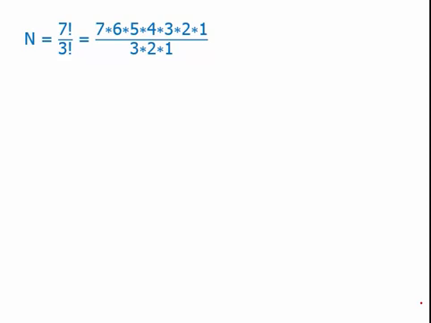Well, let's write this out. We can cancel a lot. We get 7 times 6 times 5 times 4. 7 times 6 is 42, and 5 times 4 is 20. 42 times 20, well, 2 times 42 is 84, so 20 times 42 is 840. And that, in fact, is the correct answer. That's the number of combinations.